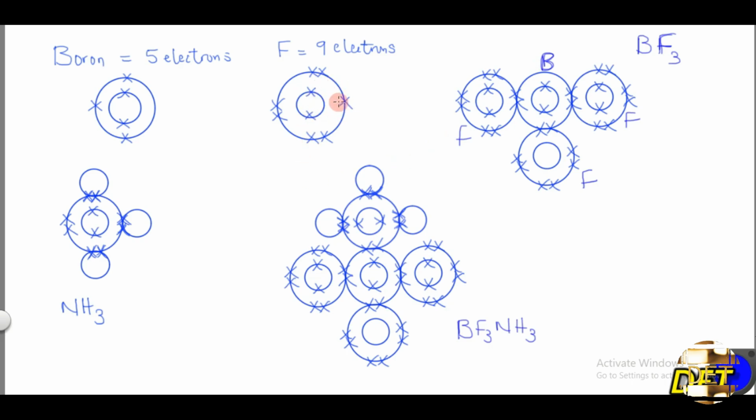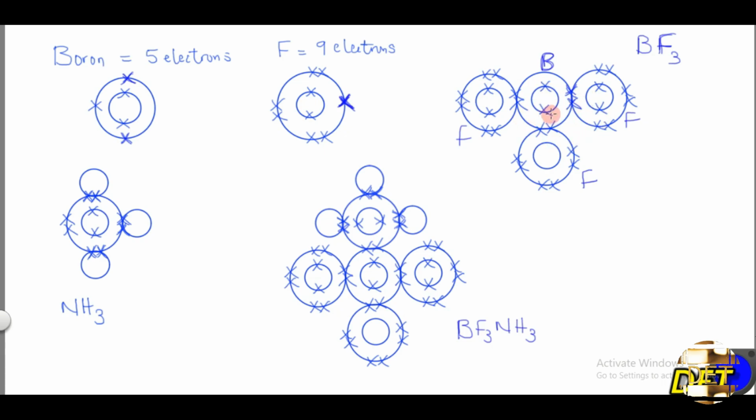So fluorine has just 1 electron that is not paired in its outermost shell. So this 1 electron will come here and bond with this. Another fluorine atom with this 1 electron will come and bond with this. Another fluorine atom with this electron will come and bond with this, and that is how we have this bond here, right? So this is boron trifluoride.